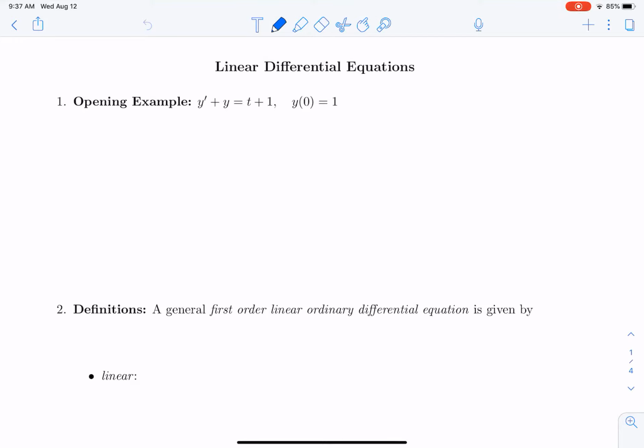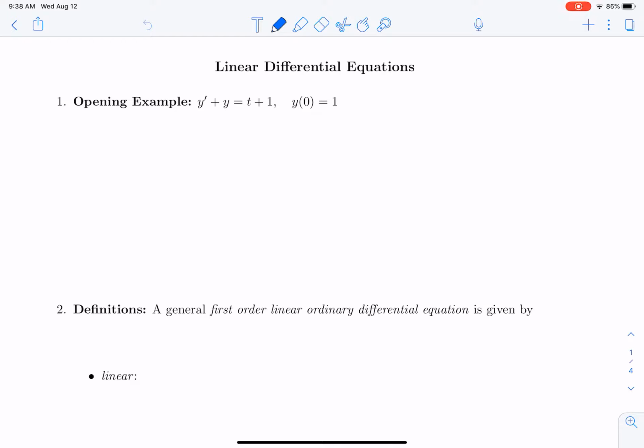Now that we've studied some simple growth decay models, we are going to move on to more general linear differential equations. And I want to begin with an example that is going to motivate a technique that we will use to solve linear differential equations. So here we have the differential equation y prime plus y equals t plus 1 with an initial condition that y of 0 equals 1.